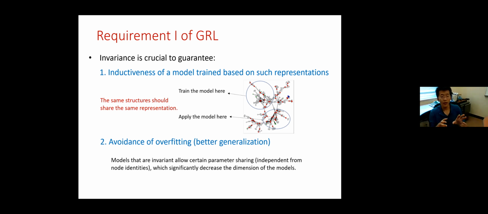Another point is that this invariant property is also good for model generalization. Models that are invariant essentially allow certain parameter sharing, which means the models will use the same parameters to process different parts of the graphs. This can significantly decrease the dimension of the model, which makes it not that easy to overfit the data. So this is good for better generalization.